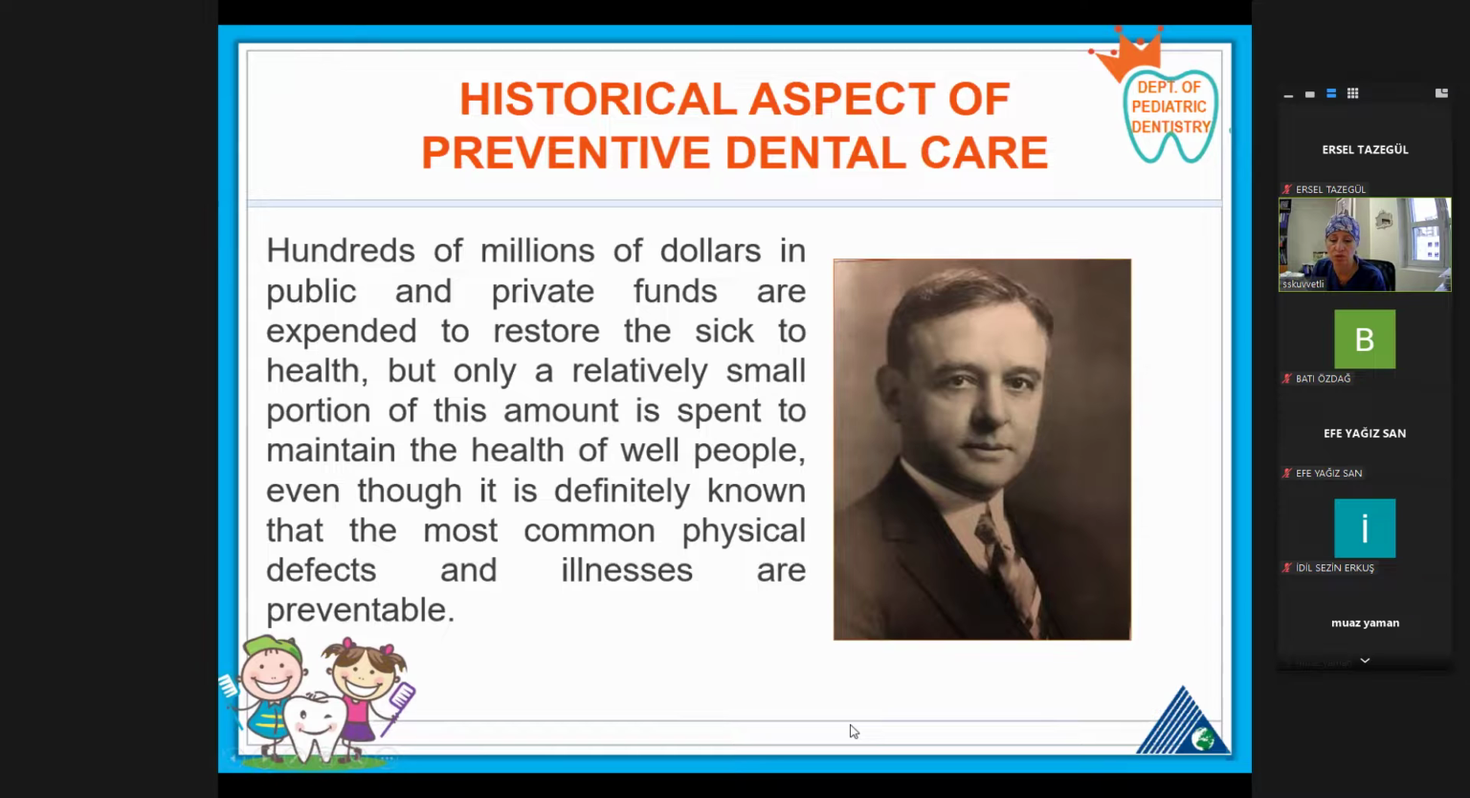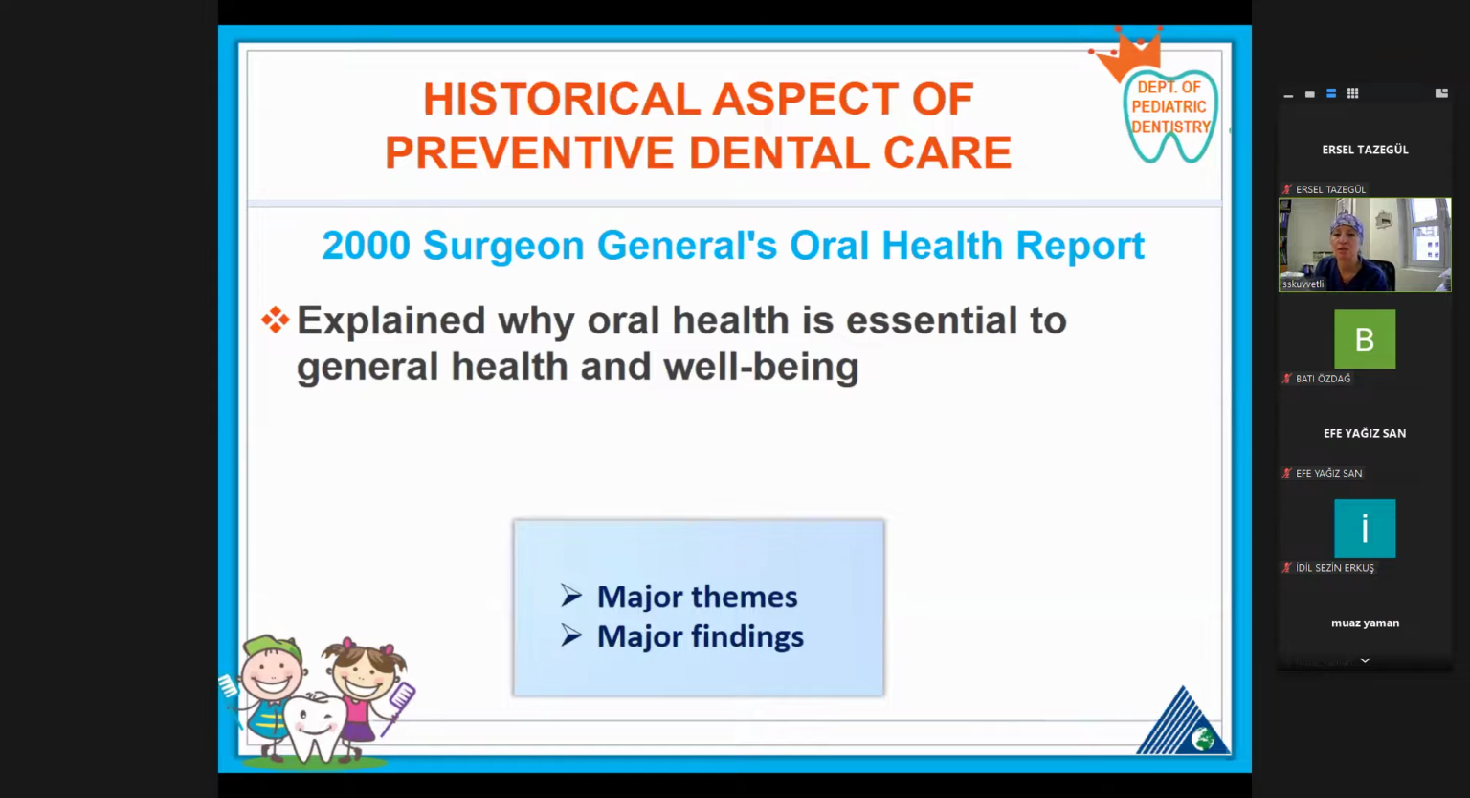And then of course many researchers, many doctors, and many health caregivers were interested in this subject. And in the year 2000, in the United States of America, the Surgeon General's Oral Health Report was published. Of course, it's a very comprehensive and big report, but in that report, they explained why oral health is essential to general health and well-being.